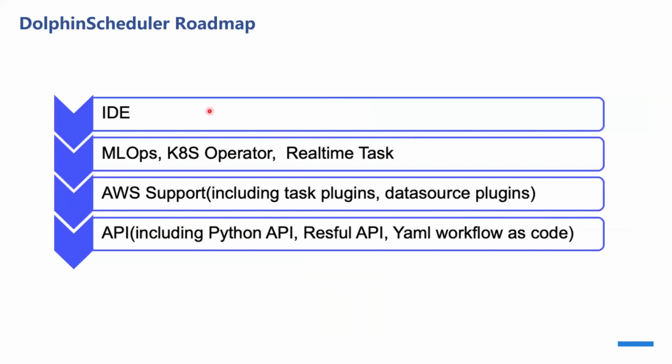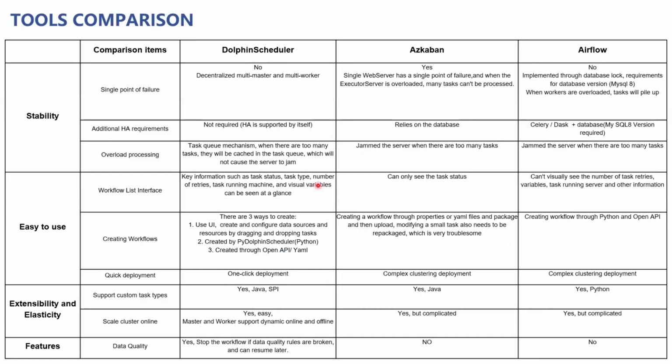Okay, let's talk about the roadmap. We continuously improve our software to build the IDE. You can do live programming using DolphinScheduler, and we want to add more machine learning ops operators, real-time tasks, and also provide more AWS support, and also API and YAML as code.